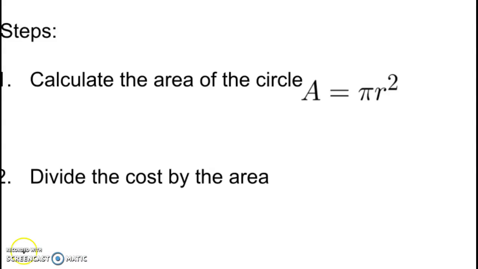Next, please jot down some steps for calculating the cost per square inch. Those steps are, number 1, calculate the area of the circular object. Reminder that formula is area is equal to pi times the radius of the circle squared. The second step is going to be to divide the cost of the circular object by that area you just calculated. Let's take a look at an example.